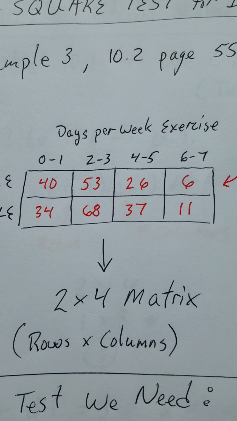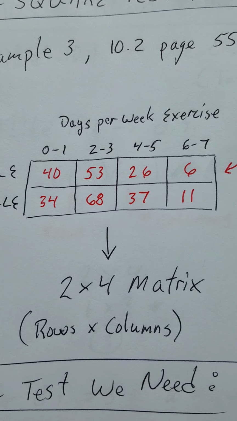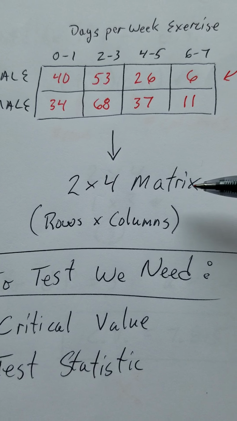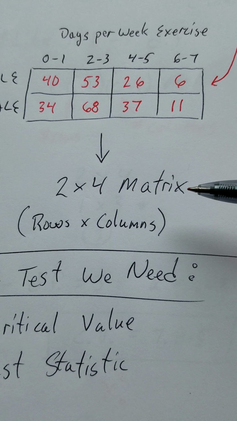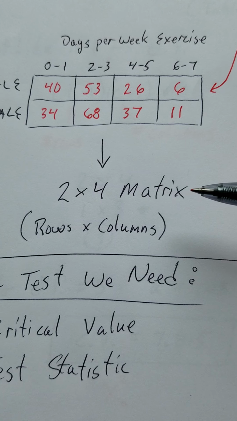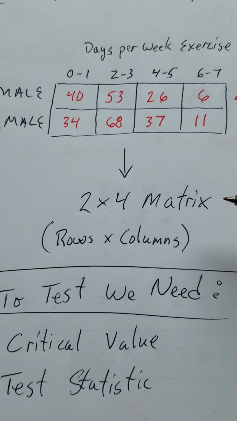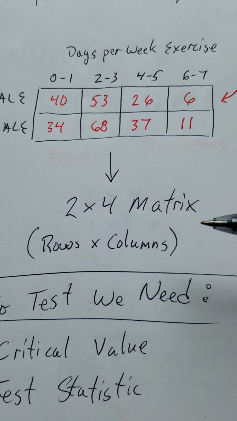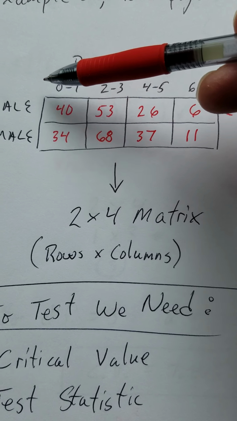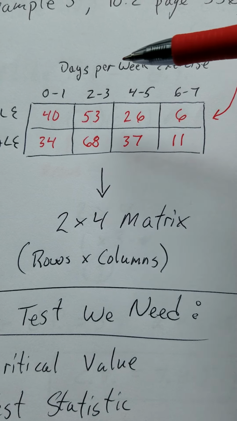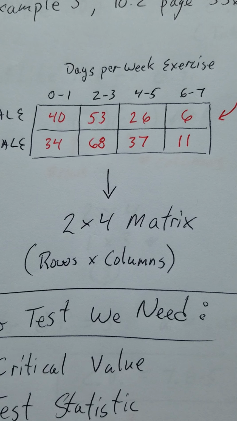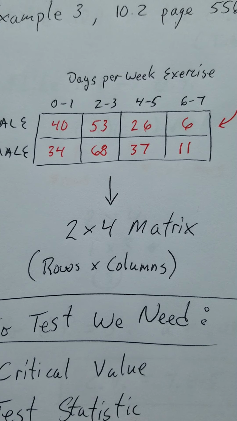That's your observed. Now we have to use something called matrices if we want to use our calculator to come up with our test statistic. Matrices are always rows by columns, so we have 2 rows by 4 columns, and that's important for our degrees of freedom and also for entering the numbers on our calculator.